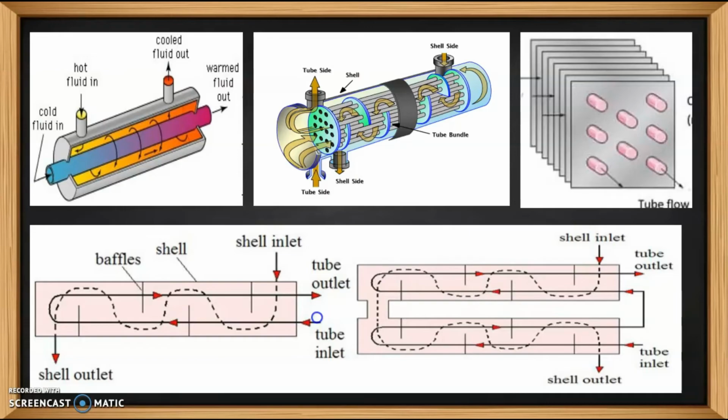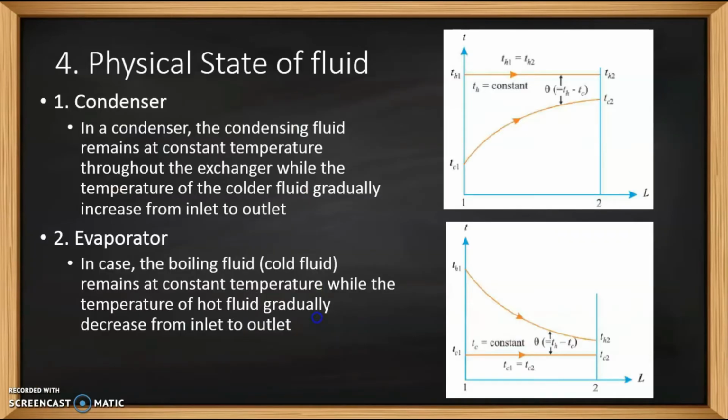Now we are going to the classification according to criteria number 4. Criteria 4 is the physical state of fluids. Based on the physical state of fluid, we can classify the heat exchanger into two categories: one is condenser and second is evaporator. In a condenser, the condensing fluid remains at constant temperature throughout the heat exchanger, while the temperature of the colder fluid gradually increases. From the graph we can understand that the condensing fluid temperature remains constant throughout the heat exchanger, while the temperature of the cold fluid increases as it gradually passes through the heat exchanger.